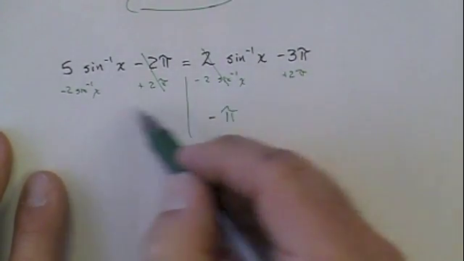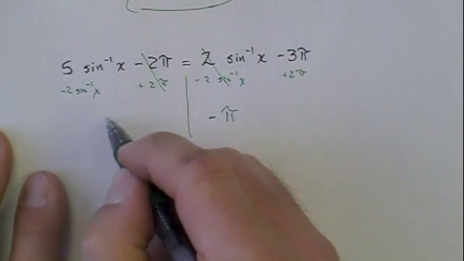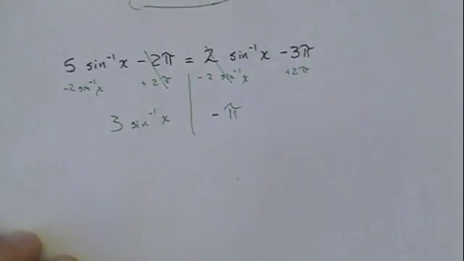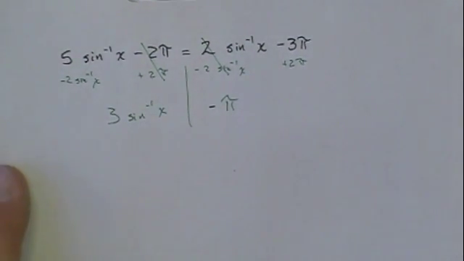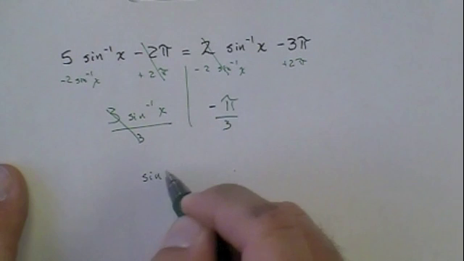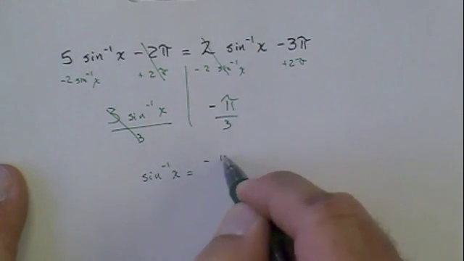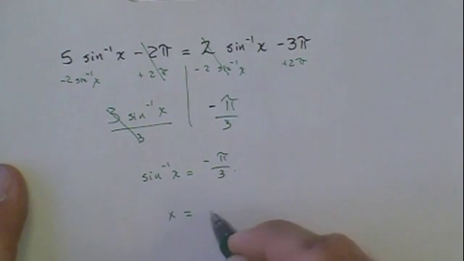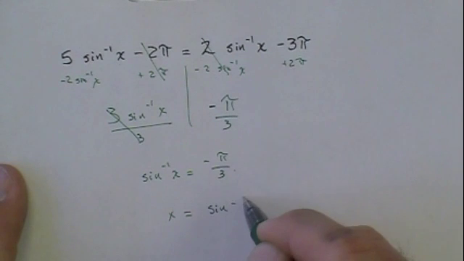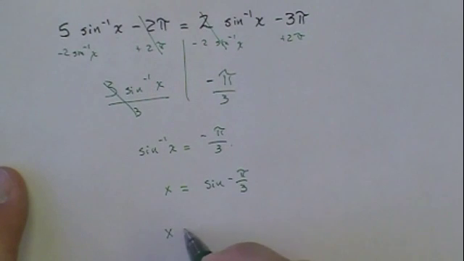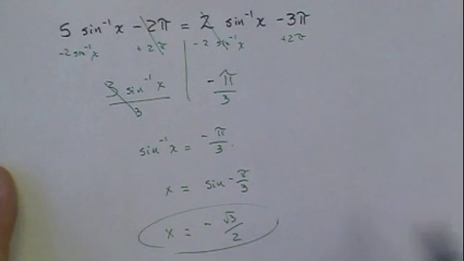The terms are gone on this side, and I moved it over here. 5 minus 2 becomes 3 times the inverse sine of x. From here, we're going to divide by 3. So now we have the inverse sine of x is equal to negative pi over 3. Move that inverse sine over, so we have x is equal to the sine of negative pi over 3. And then we can find that value: x is equal to negative square root of 3 over 2. So that would be our exact solution.